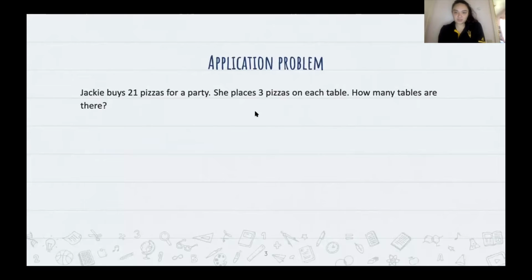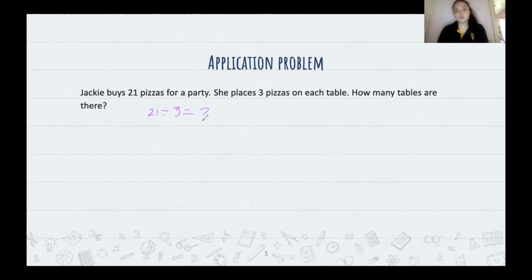Today's application problem focuses on division, so I'm going to read it out loud. Jackie buys 21 pizzas for a party. She places 3 pizzas on each table. So how many tables are there? The first thing I'm going to do is write a division sentence. I know I have 21 pizzas altogether, and I know that the number of pizzas in each group is going to be 3. So 21 divided by 3 equals what? How many groups am I going to have altogether?